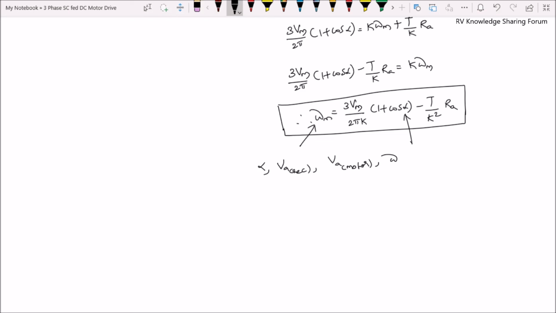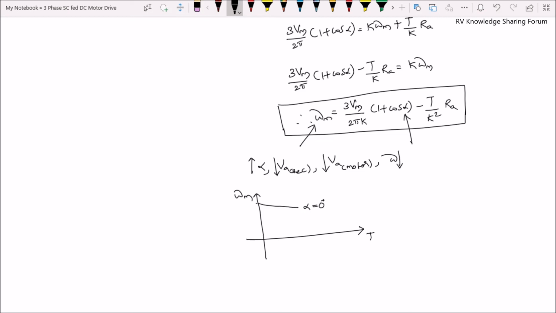If you increase the firing angle, the average output voltage of the rectifier decreases. So when the average output voltage of the rectifier decreases, obviously the armature voltage of the motor also decreases, therefore speed decreases. This is how the speed can be controlled. So based on this, let us make a speed torque characteristics. Here it is speed omega m and here it is torque. This is a typical speed torque characteristics of a DC motor.